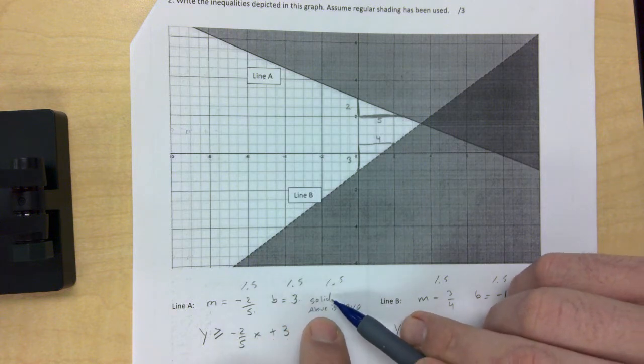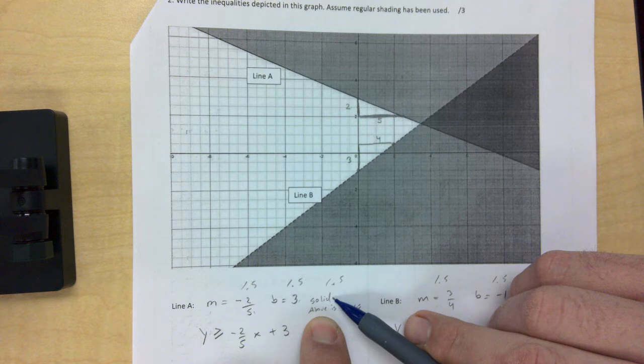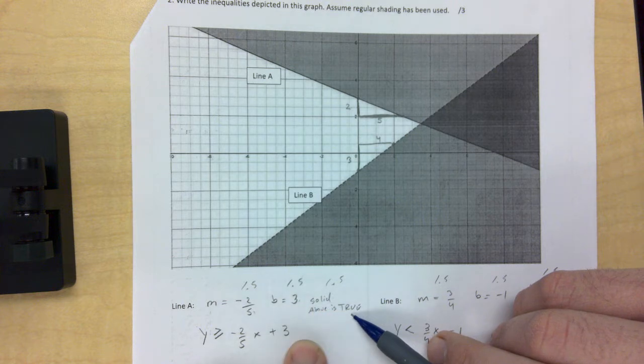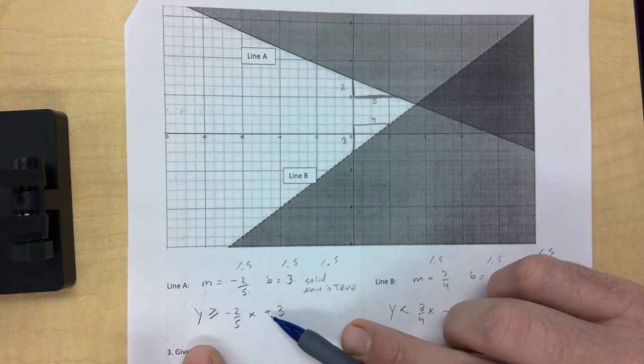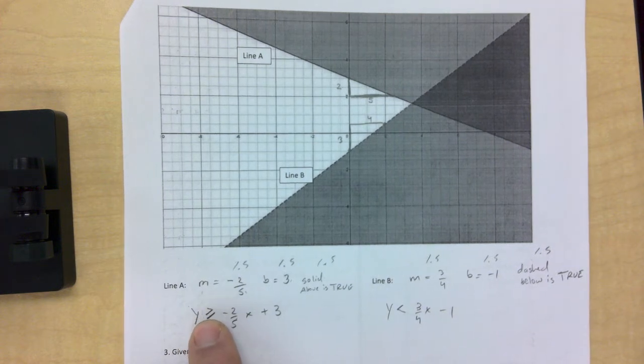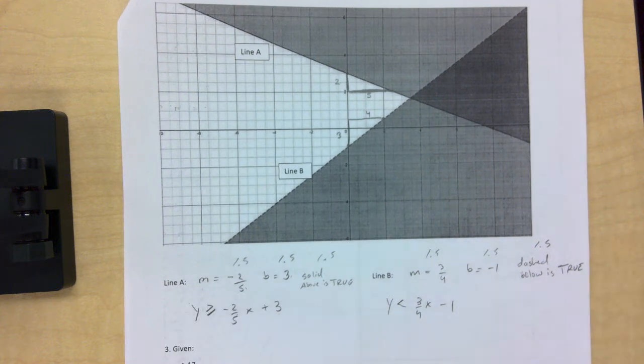Okay, and I make a note that it is a solid line and above is true. So these are the three marks that I'm looking for in your final inequality here. It should be y is greater than because true is above the line, and it should be equal as well because it's solid. Then you have your slope and your y-intercept. If you get all of it right, of course it's 1.5. If you forget a negative, I would take off half. If your inequality is facing the wrong way, I would take off half. And so that's how the breakdown is.